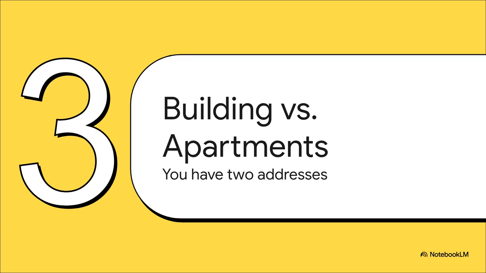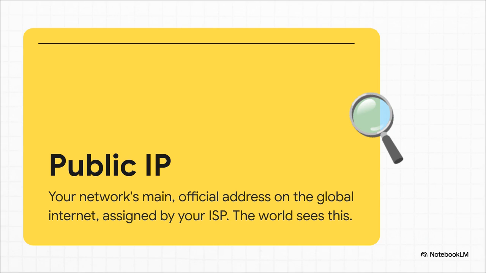There's another really cool layer to this whole thing. Right now, as you're watching this, your devices are using two different kinds of addresses at the same time. And to get it, just think about an apartment building versus the individual apartments inside. First up, you've got your public IP. This is the one single official address for your whole network. Your internet service provider gives it to you. It's the main street address on the front of the entire apartment building. It's the face your network shows to the world.